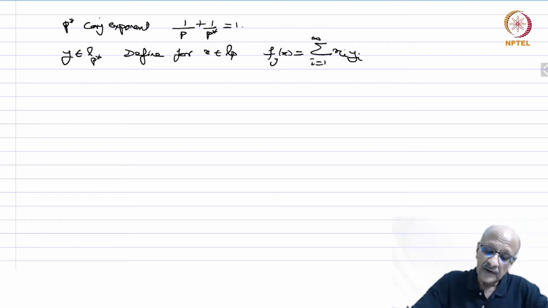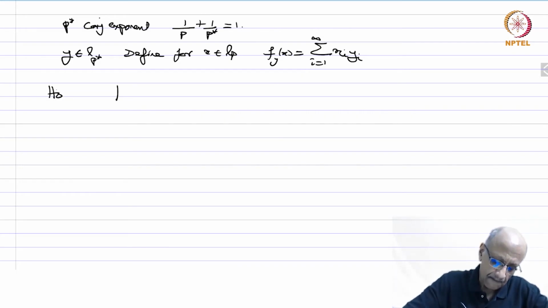I am doing this in the real case. If it is a complex case, it will be xi yi bar. So that is a convention which we take. So we are doing everything in the case of reals, but you can change it with yi bar, and whatever I am going to say will go through, and therefore we will just work with this. So then, is this well defined? Yes, because of Holder's inequality.